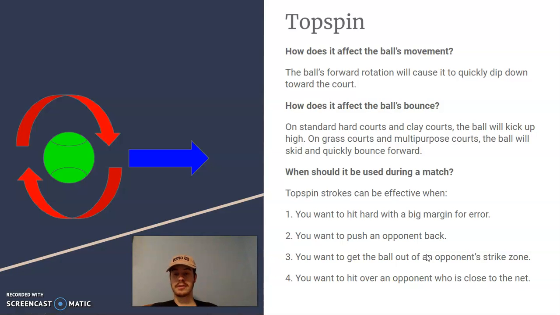This especially works well with shorter players. When you're playing a shorter player, you can kick it up higher than they're comfortable with. This can also be effective when you have an opponent come right up to the net and you want to hit a lob over the top of them. That topspin will help you keep the ball in the court.